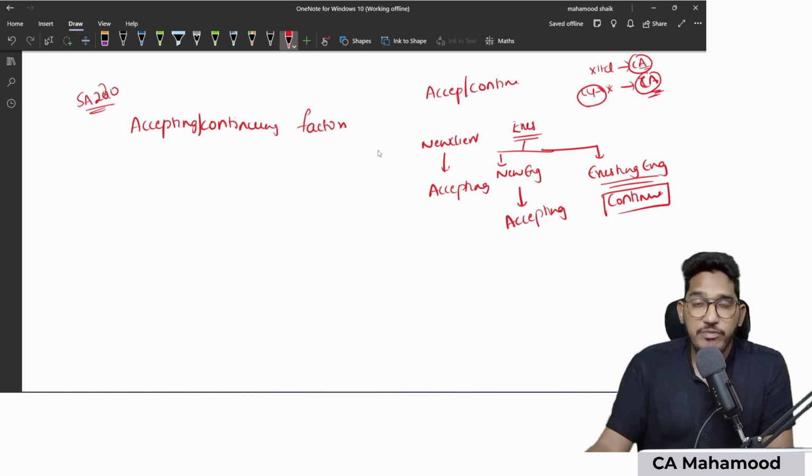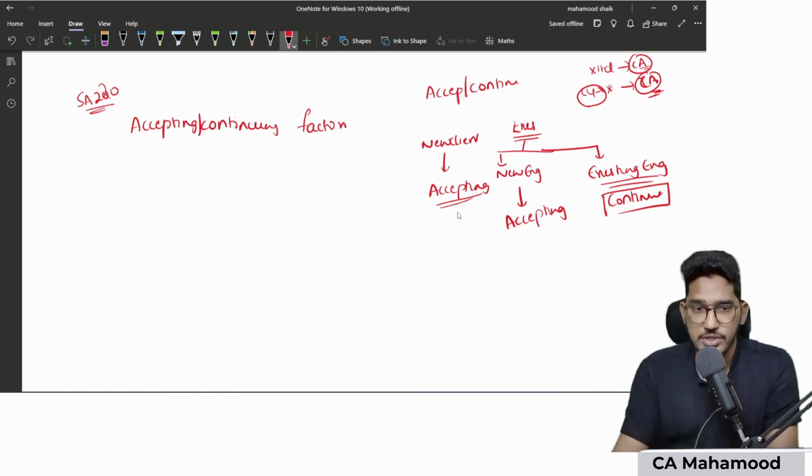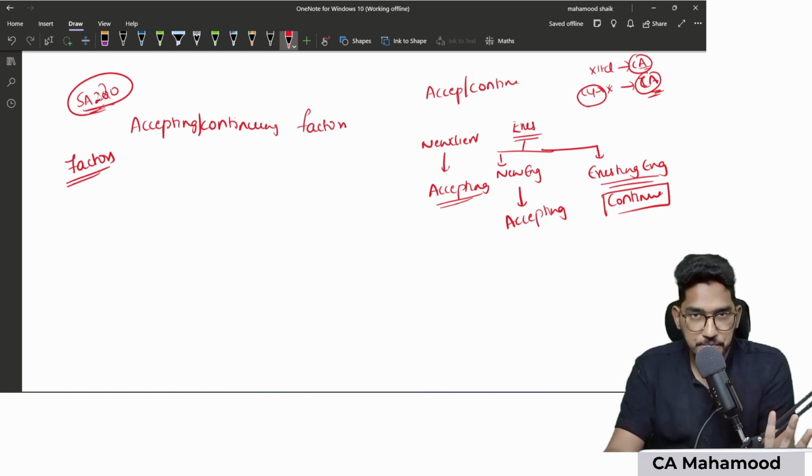So whatever it is, before you take a decision whether to accept a client relationship or whether to continue the client relationship, what factors will the auditor consider? Those factors are given under SA 220. Those factors are given where? In SA 220, and SA 220 will ask you to consider 4 factors before taking that decision. So what are those 4 factors?